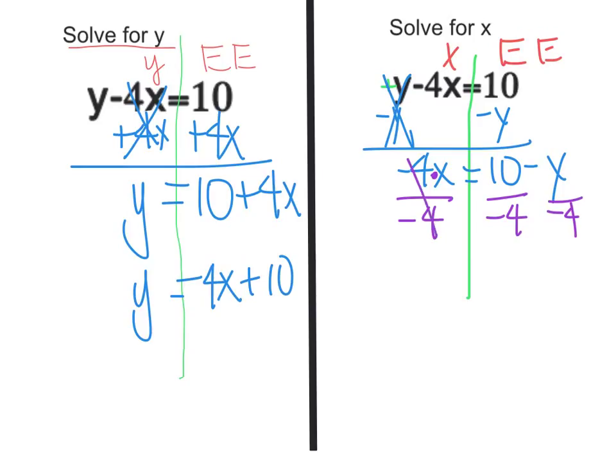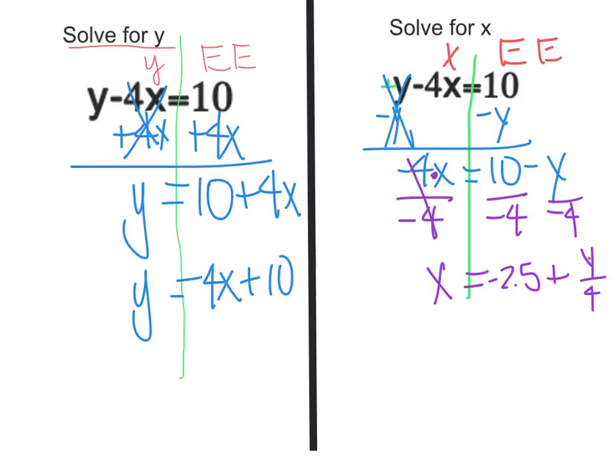So when you divide everything, our negative 4's are going to cancel. I'm left with x equals 10 divided by negative 4, which is going to give me negative 2.5. And negative y divided by negative 4 is positive, because a negative divided by a negative is a positive, and I'm just going to leave it as y over 4.